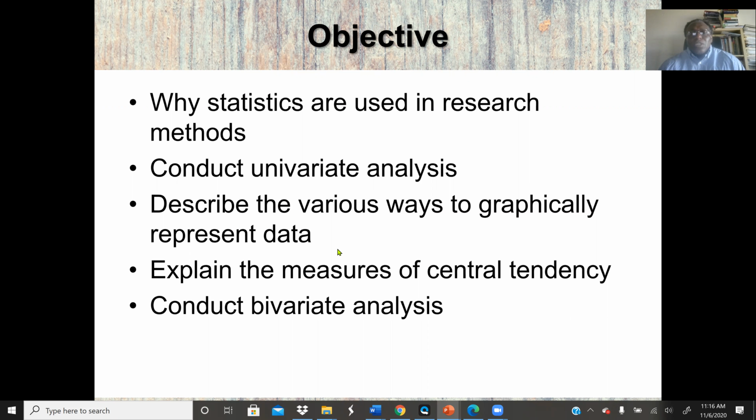We're also going to describe the various ways to graphically represent data. Also, we are going to explain the measures of central tendency, and the measures of dispersion, and also conduct bivariate analysis using correlation coefficient concepts and also regression analysis. So we can see from the objectives of these lectures that it seems we are doing a review of statistics. All the topics and all the objectives here again cover statistics.